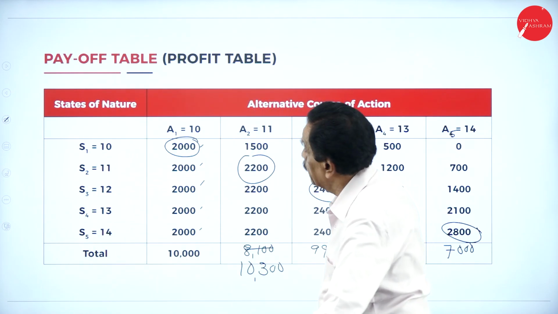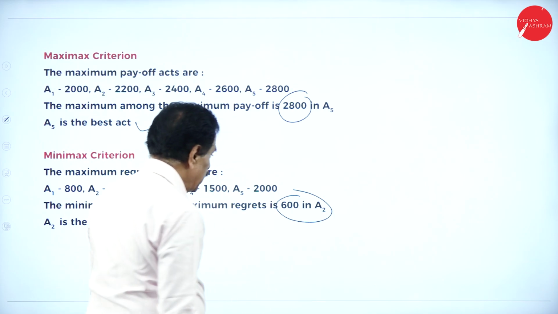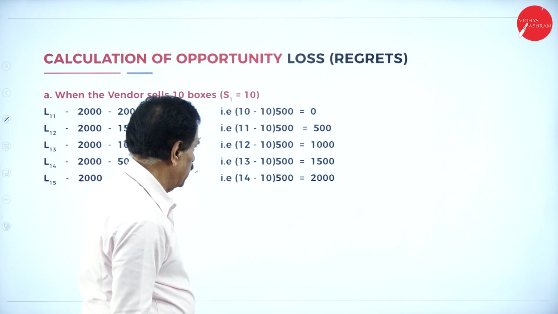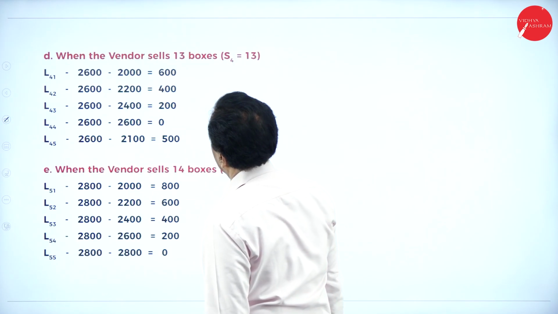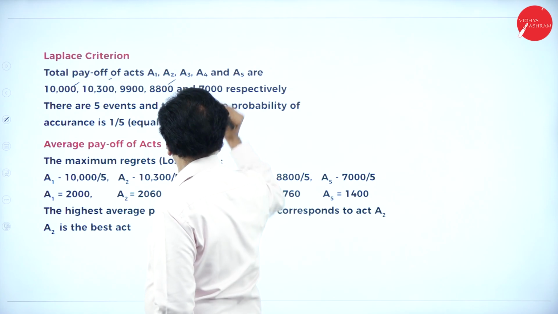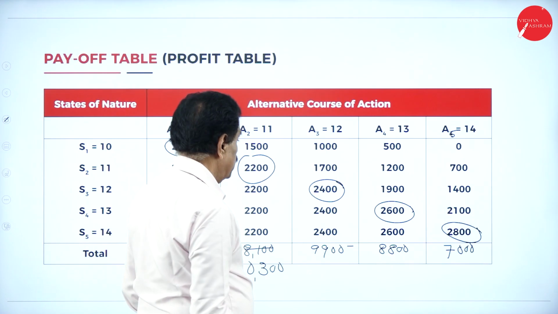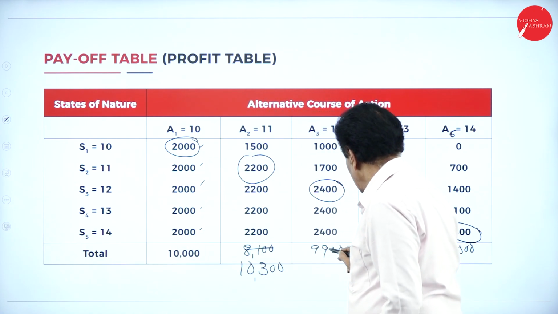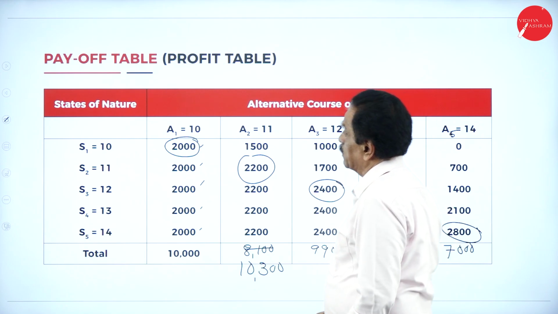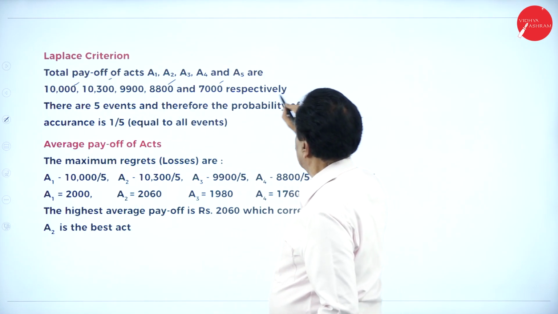10,300. Next is 9,900. Then 9,000 and 8,800. Last is 7,000 respectively. So 10,000, 10,300, 9,900, 8,800, 7,000 respectively.